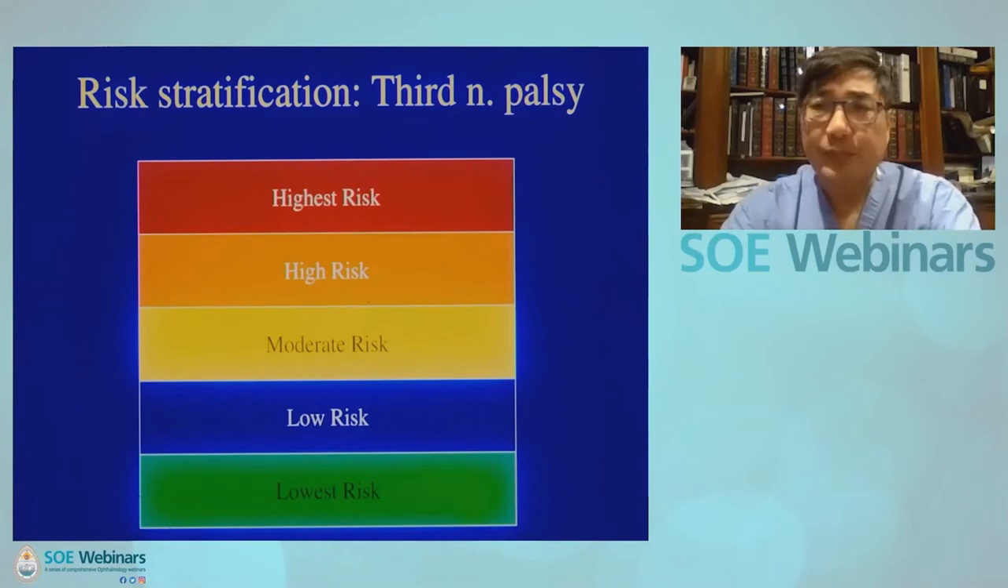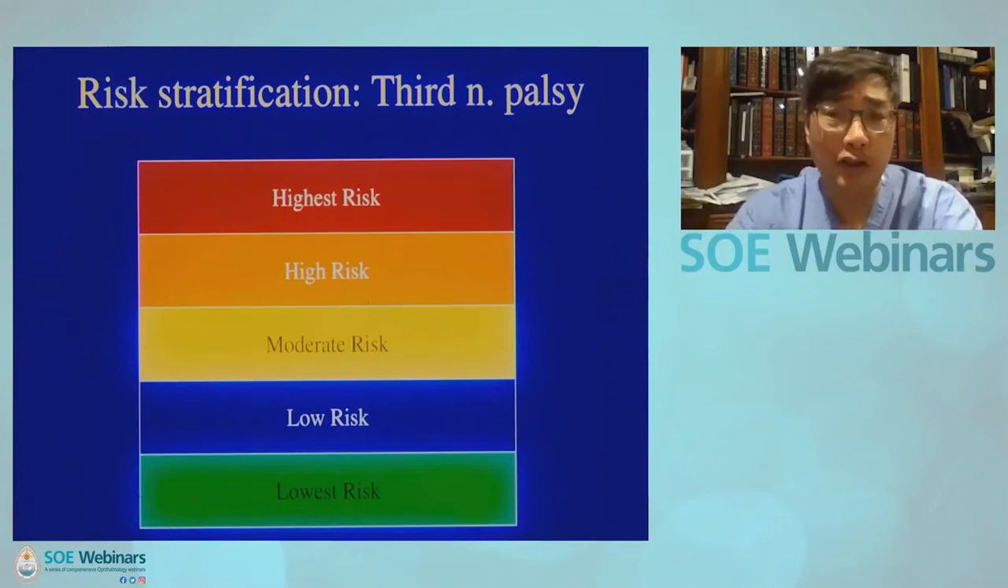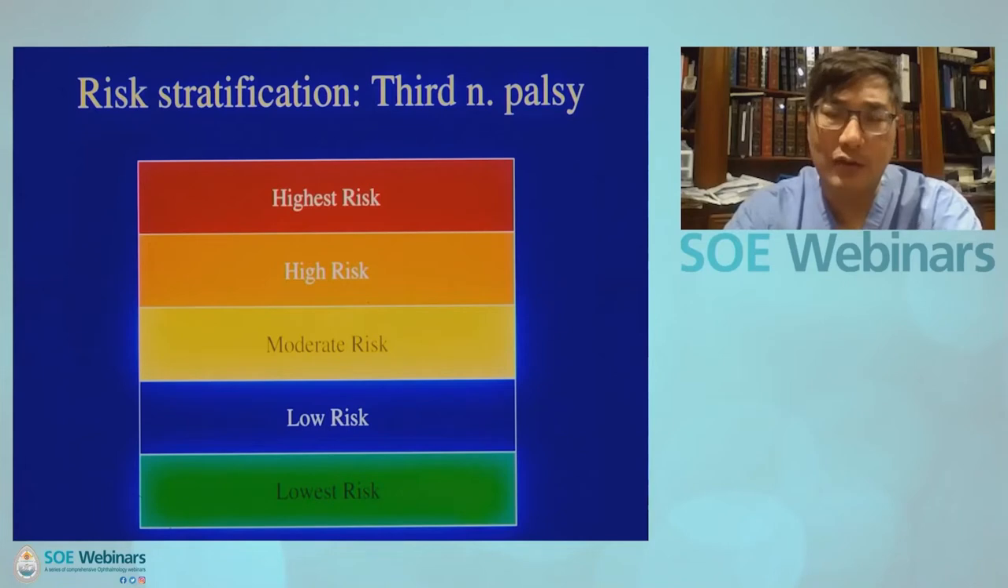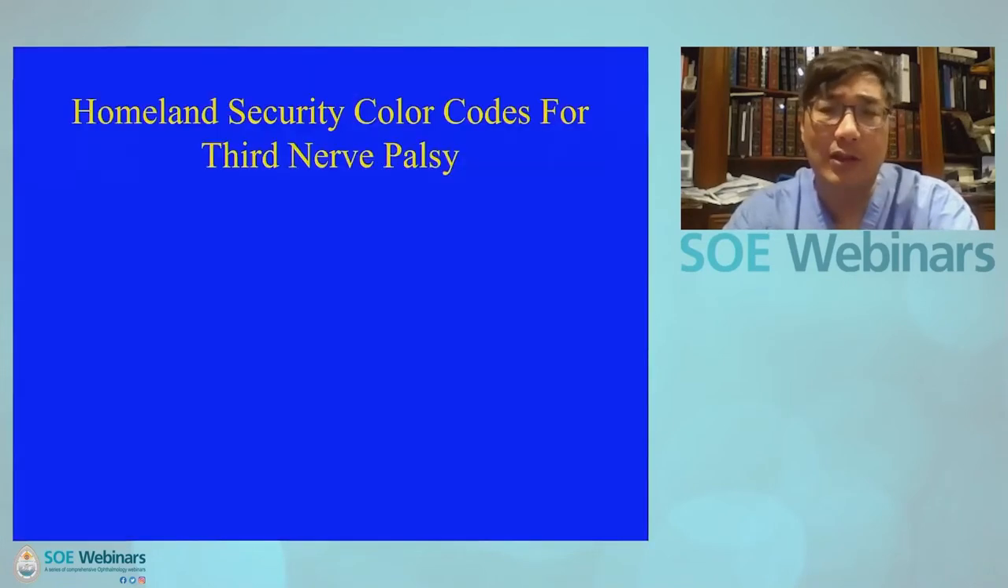Moderate risk is partial pupils or partial palsies. That is, the pupil is still reactive, but it's slightly larger, or not all the divisions of three are involved. That's a moderate risk that still needs imaging. And the low risk is the one you learned in the book, an isolated vasculopathic, pupil-spared third nerve palsy. You could observe that. However, you might still image that. And lowest risk, if you just have a dilated pupil, that's the lowest risk. Or if you just have a ptosis, that's also the lowest risk.